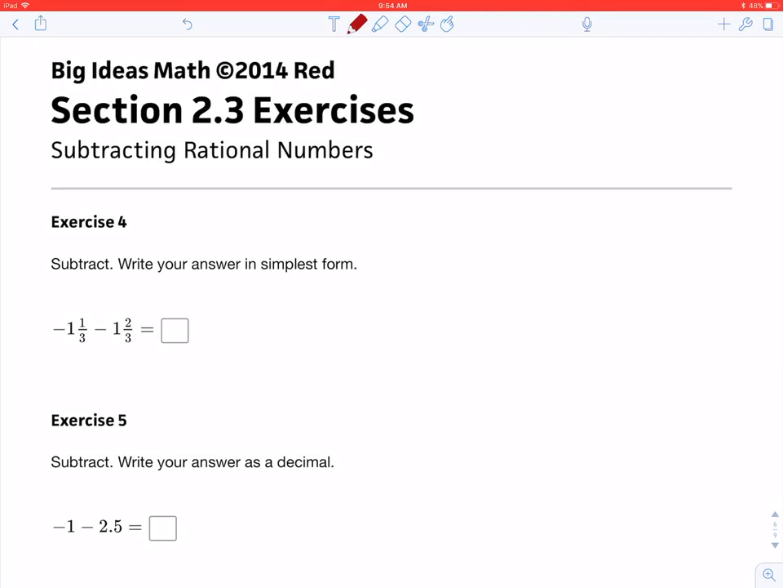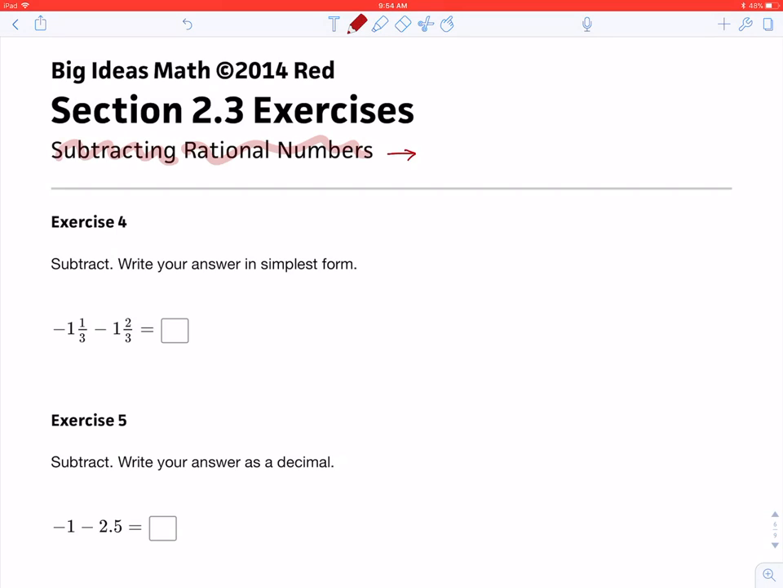In this video, we're going to be going over the pathways and guidances to doing the section 2.3 exercise on big ideas for today on Wednesday, February 7th. And so the thing that makes 2.3 different from 2.2 is that 2.3 is all about subtracting rational numbers.